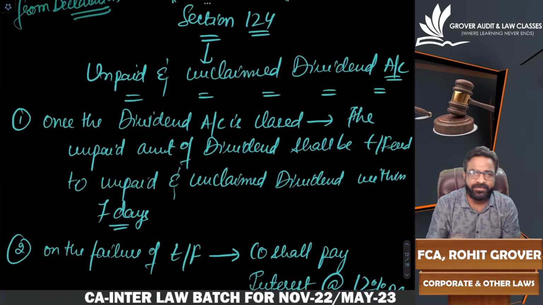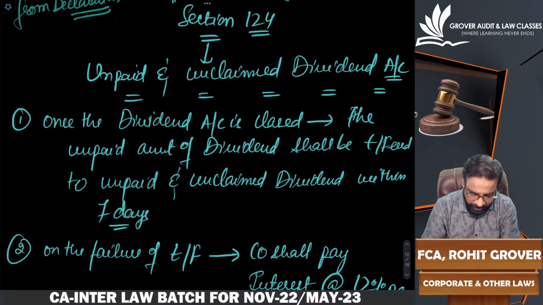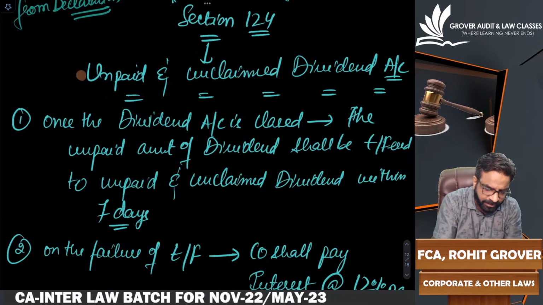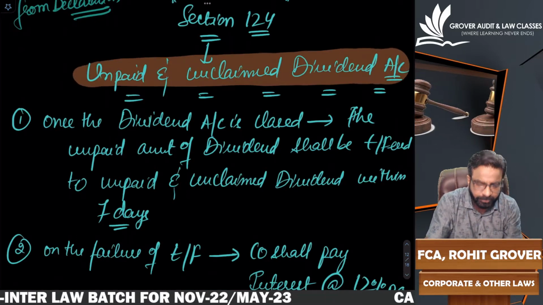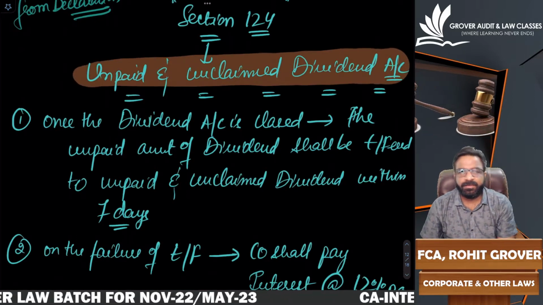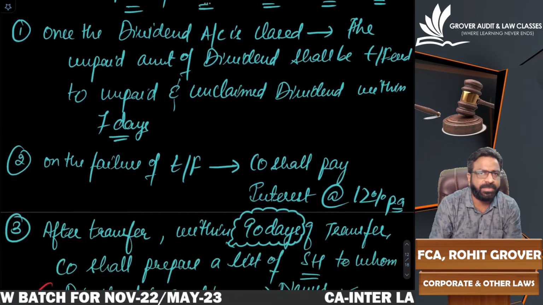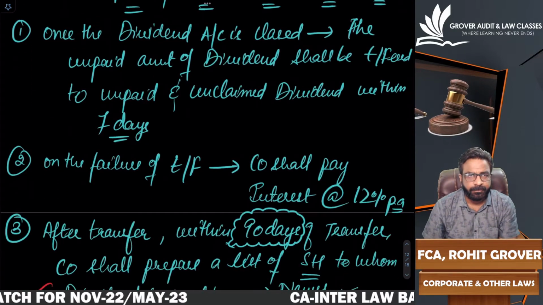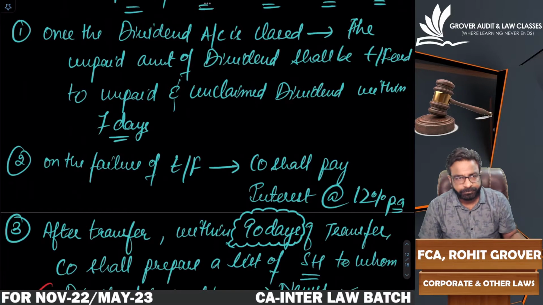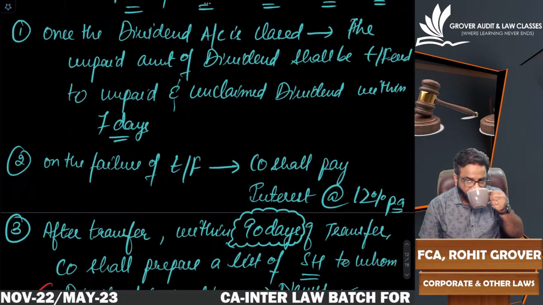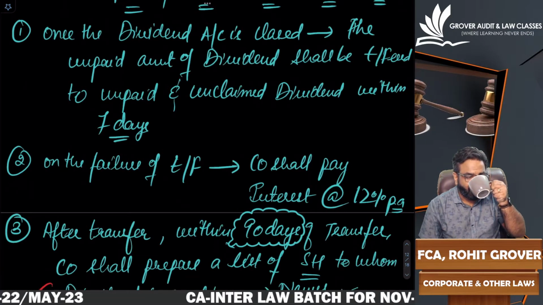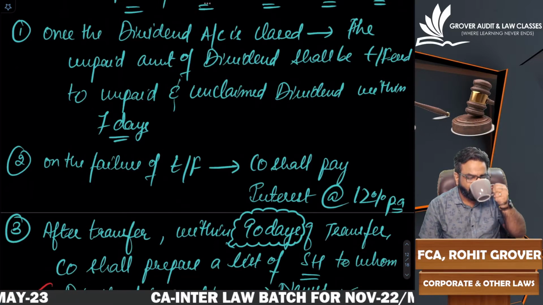Now, shall we start? What is 124 section now? What is the name of the section, Amma? Unpaid and unclaimed dividend account. Now, read this point, Amma. Read the point number 1. Once the dividend account is closed, the unpaid amount of dividend shall be transferred to unpaid and unclaimed dividend account within 7 days.